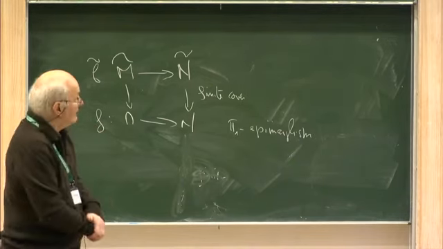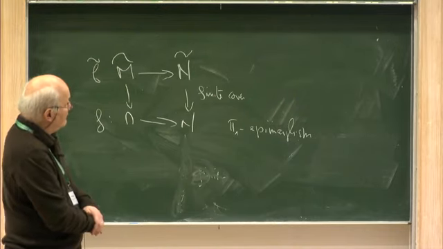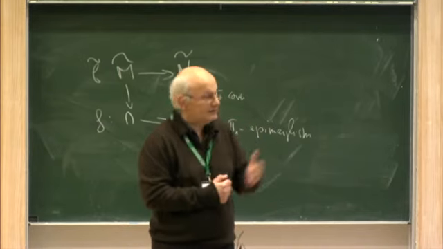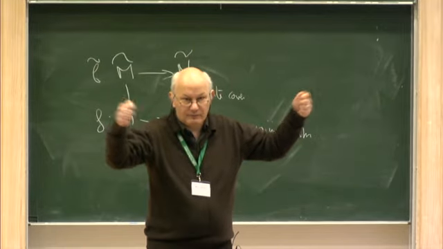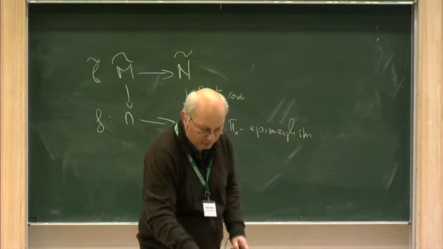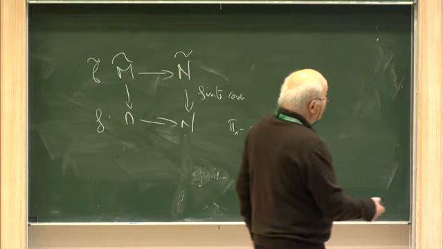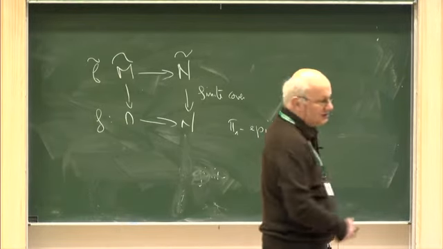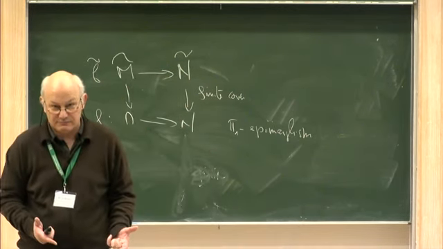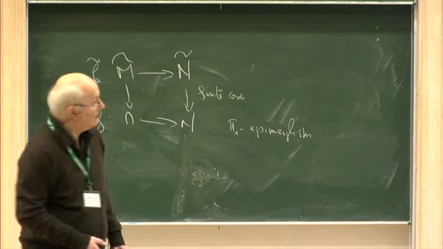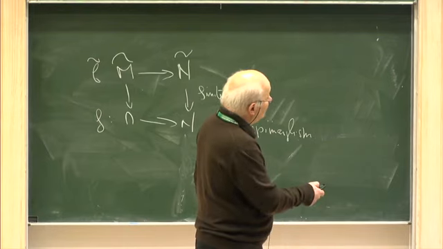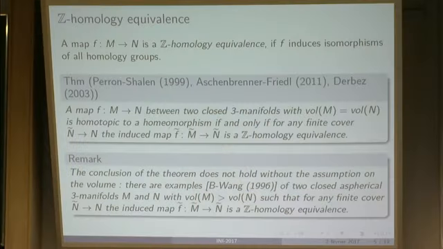The result of Perron-Chalène works for graph manifolds, and they prove it for graph manifolds where the volume is 0. Then it was extended by Derbez, but with the hypothesis that the volumes are equal. This hypothesis is not good in some sense, because it's difficult to verify whether the volumes are equal or not. And the second thing is that if you withdraw this hypothesis, the theorem is no longer true.